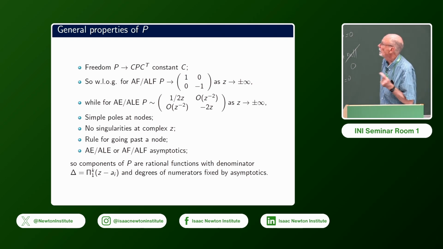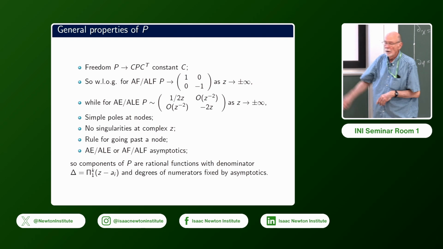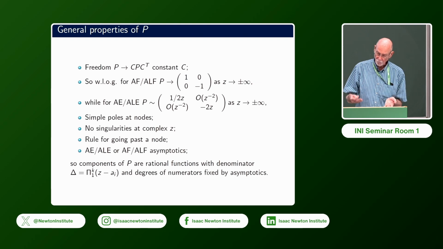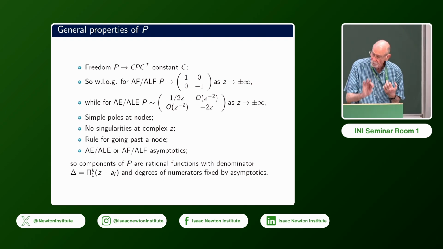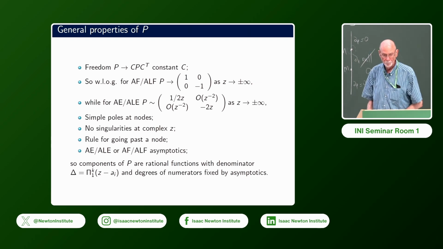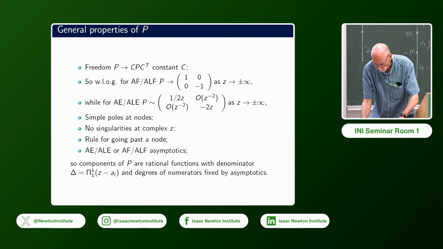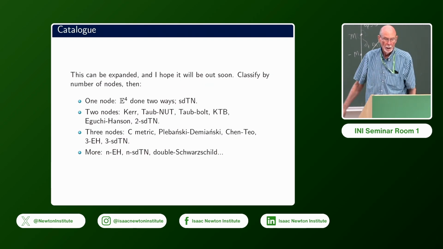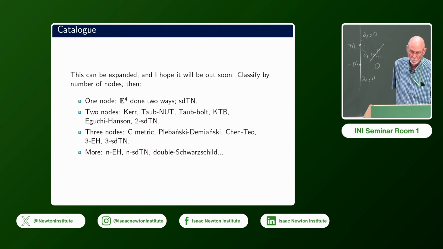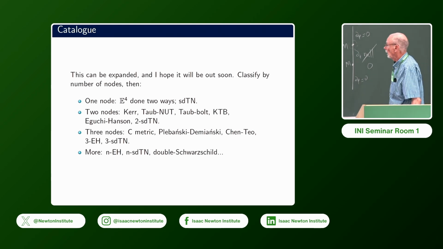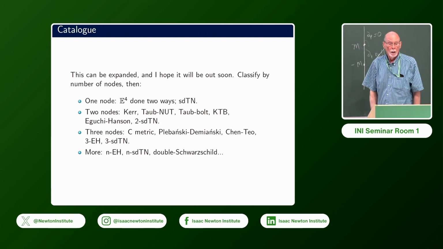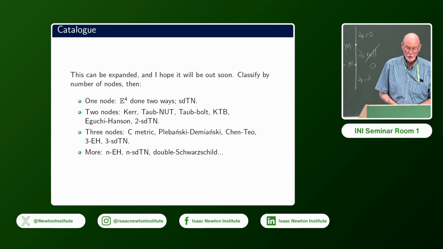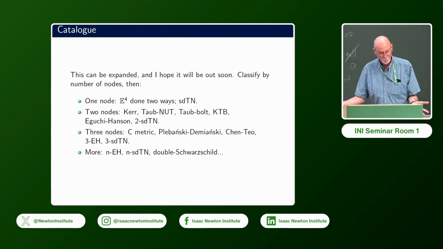Now, the only way P can have singularities is by having them at the nodes. So P is going to be rational functions, and the denominators are all going to be the product of the zeros. So this is really strong. Now you can say, let me have a go at classifying these. Make a catalogue. This is the barest sketch. If you say, I only want one node, then it can be E4, and there are two ways of making it E4. But it can also be self-dual Taub nut, and that's your lot.